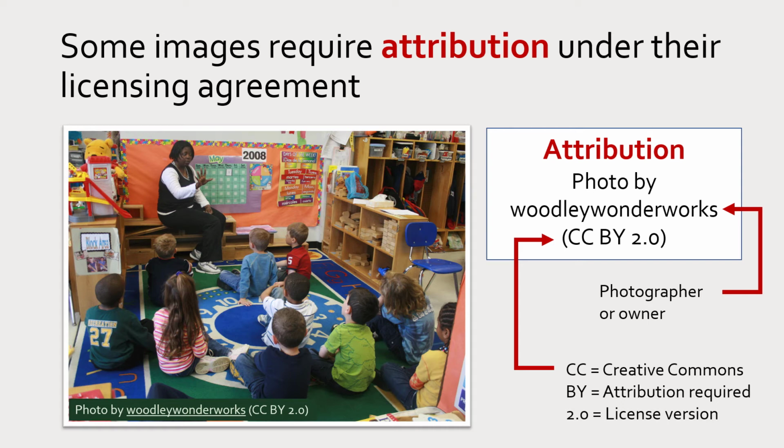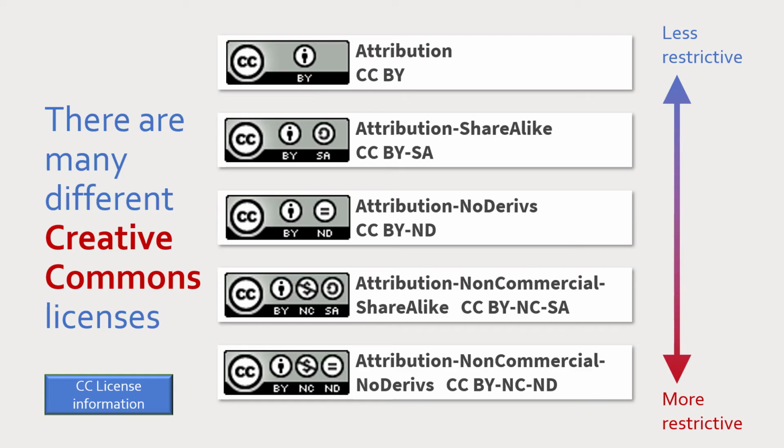In this case, you just should say photo by, listed by who the author is, which should also be a hyperlink to where you found the image, and then afterwards in bracket put the terms of the license. Here is an example of a Creative Commons license.